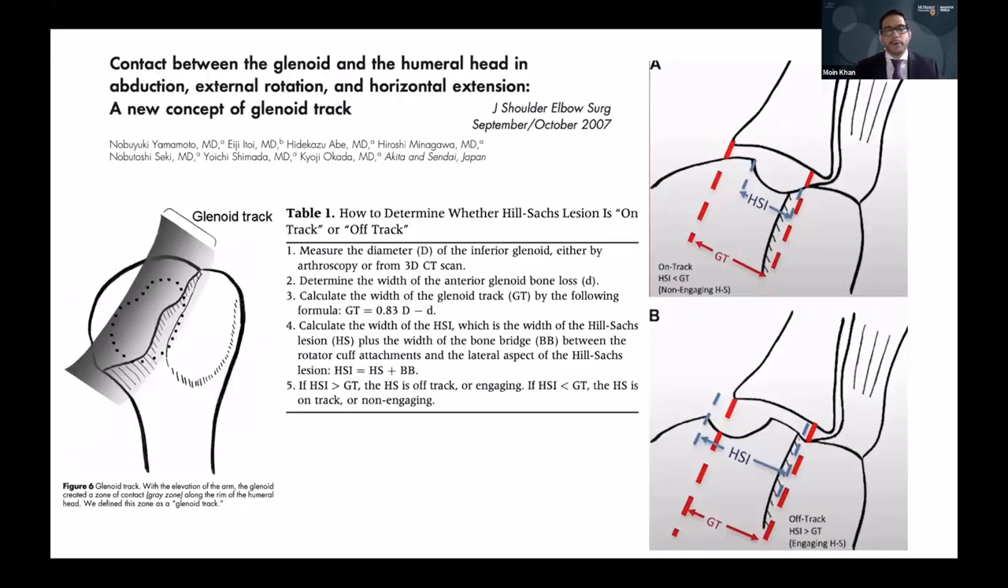Then you look at the humerus and you calculate the width of what's called the Hill-Sachs interval, so from the infraspinatus attachment to the most medial aspect of the Hill-Sachs lesion. If the Hill-Sachs interval is larger than the glenoid track, then the lesion is off track or engaging, and that is more likely to cause problems.